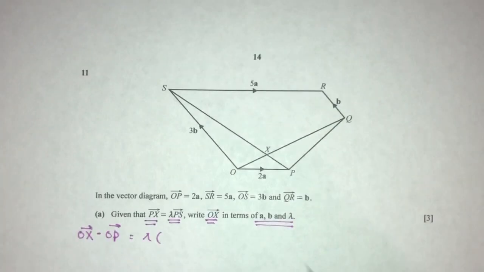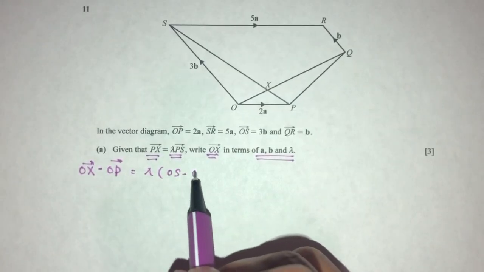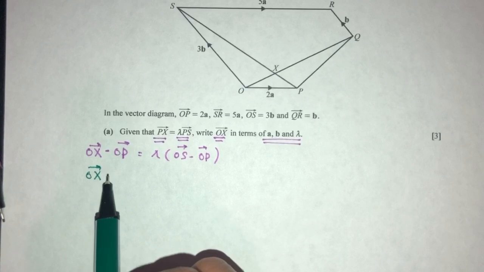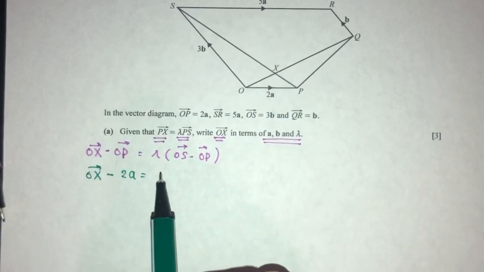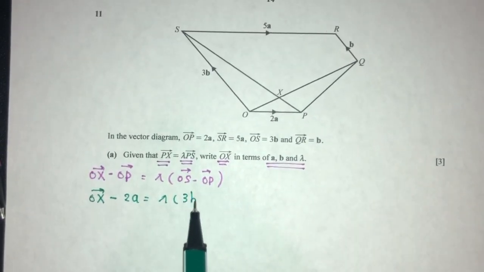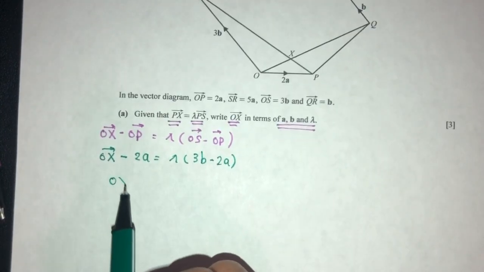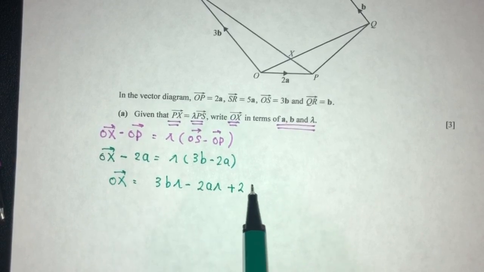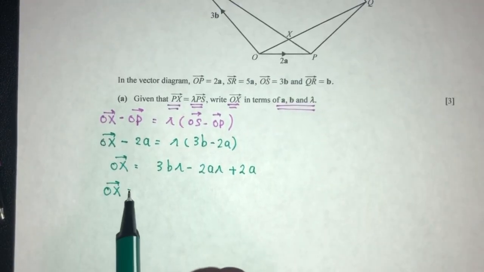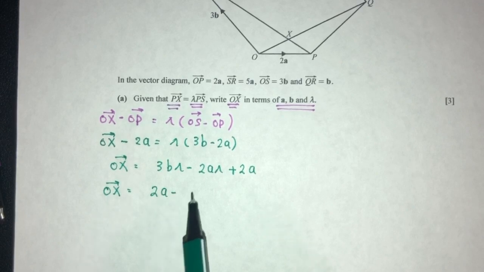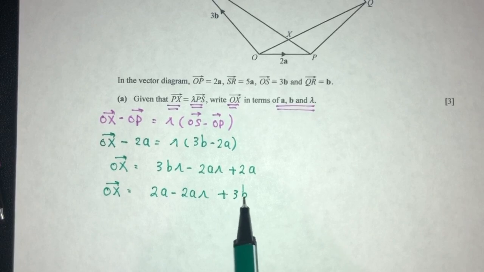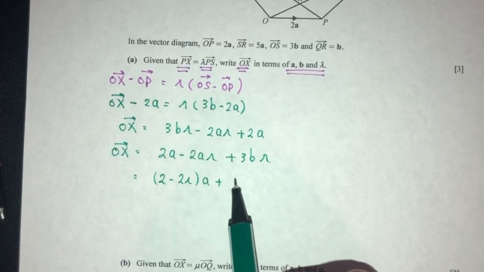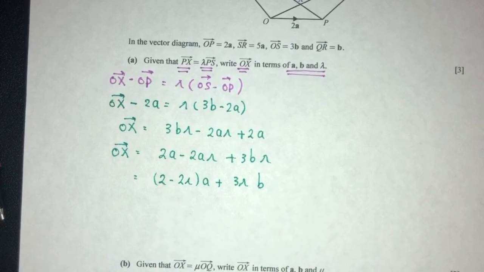Lambda times PS. What is PS? That should similarly be OS minus OP. Now simplify. OX we don't know, minus OP, OP is 2a, equals lambda times OS, OS is 3b, minus 2a. Now finally, OX is 3b lambda minus 2a lambda plus 2a. Simplify that, and it becomes 2a minus 2a lambda plus 3b lambda. Factorize: 2 minus 2 lambda times a plus 3 lambda b. This is your value of OX in terms of a, b, and lambda.